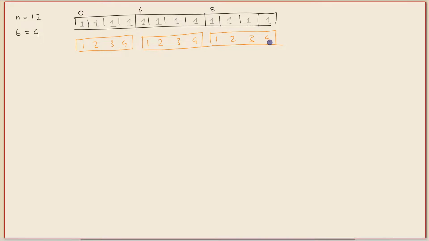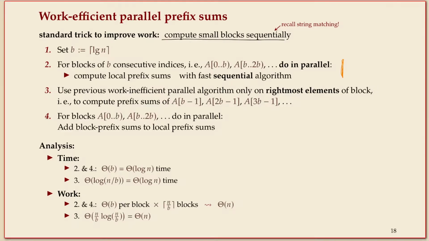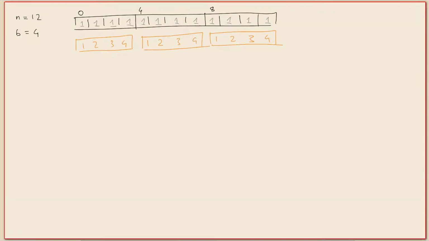Okay. Then the next step says take the last element of each block, namely these guys, the rightmost element, and compute the prefix sums for those using the new algorithm, the one with the fancy binary trees embedded.